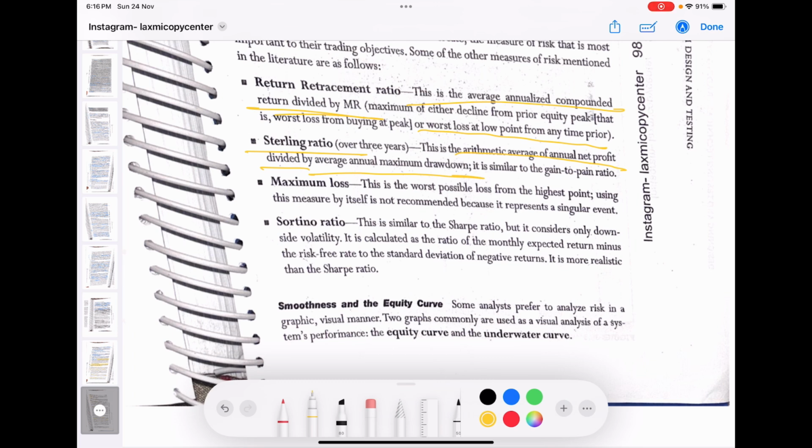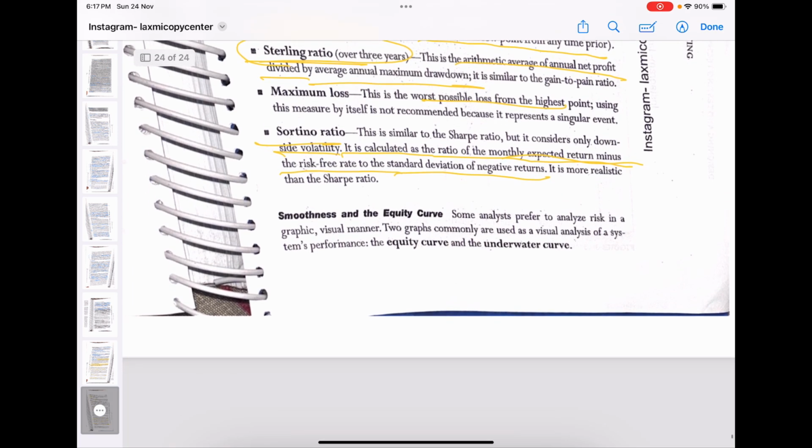So it is the gain to pain ratio. Annual net profit divided by the annual net loss is going to give you the Sterling ratio, and it is usually done on a period of 3 years. Then you have maximum loss, the worst possible loss, and the Sortino ratio. This is similar to the Sharpe ratio, but it considers only downside volatility. It is calculated as the monthly expected return minus the risk-free rate, divided by the standard deviation of only the negative returns.